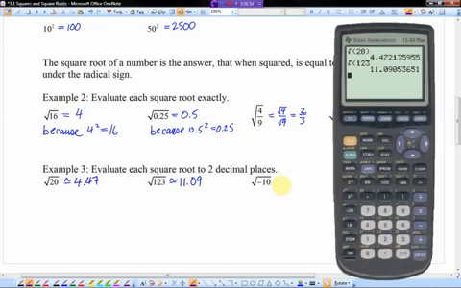The square root of negative 10. What is the number that when I multiply it by itself I get a negative number? There is no such number. So this one, we are going to say that this is an imaginary number.